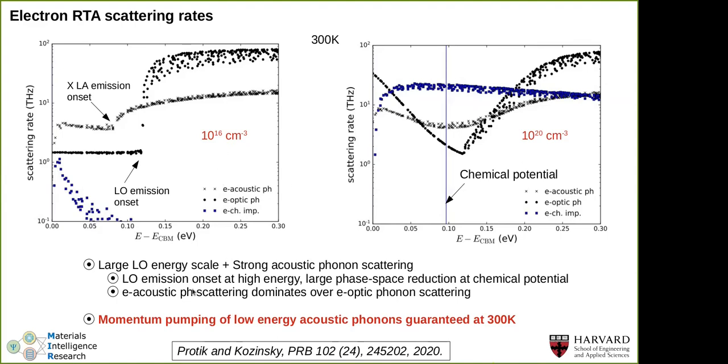The high LO phonon energy scale means that the LO phonon emission onset happens at a higher energy for the low concentration case. And for the high concentration case, this means that the LO phonon scattering rates will dip significantly near the chemical potential. Combine that with the fact that electron acoustic phonon scattering in this material is strong. That means that electron acoustic phonon scattering will dominate in both these two cases at 300 Kelvin. So the momentum pumping of the low energy acoustic phonons will be guaranteed.